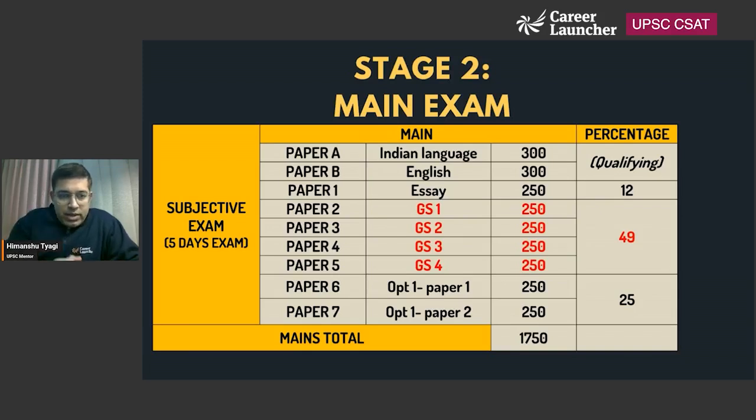One thing to understand here is the weightage of each of these main papers and the personality test in the final selection. Your General Studies, which is GS 1, 2, 3, and 4. GS 1 comprises history and geography, GS 2 comprises polity and economics, GS 3 comprises science, tech, internal security and other topics, and GS 4 comprises ethics, integrity, and aptitude. All these GS components, 1, 2, 3, 4 included, in total comprise 49% weightage out of the total marks of 2025. That is 1000 marks out of 2025.